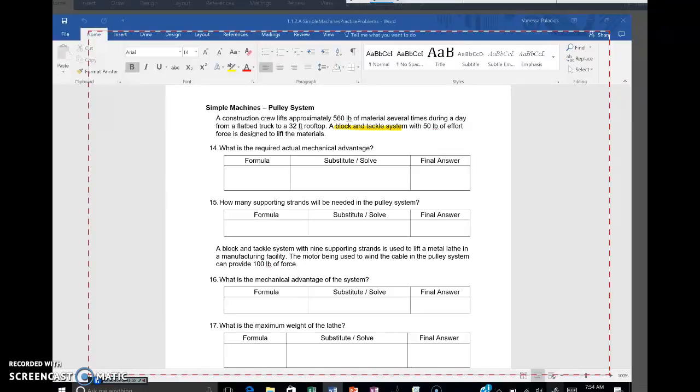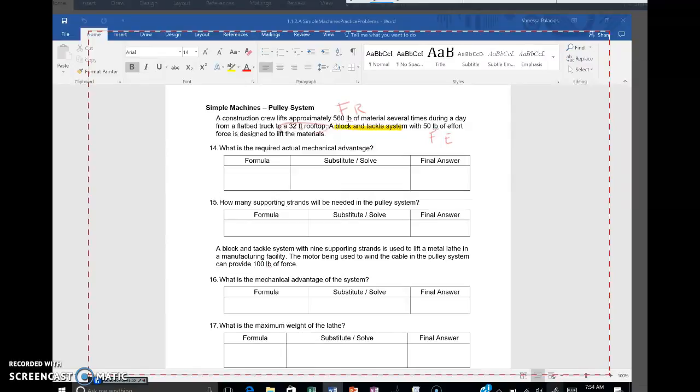Okay, let's see what else we know. It tells us that the crew lifts approximately 560 pounds of material. So if that's what they're lifting, we know that's going to be our FR. And it also gives us 50 pounds of effort force. So we know this is going to be our FE. And it says material several times during a day from a flatbed truck to a 32-foot rooftop. Okay, so let's think about that a little bit. But let's go ahead and look at the first problem first.